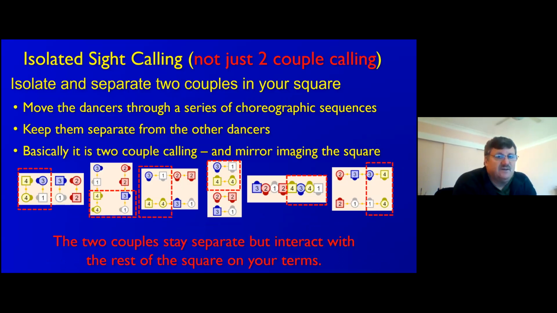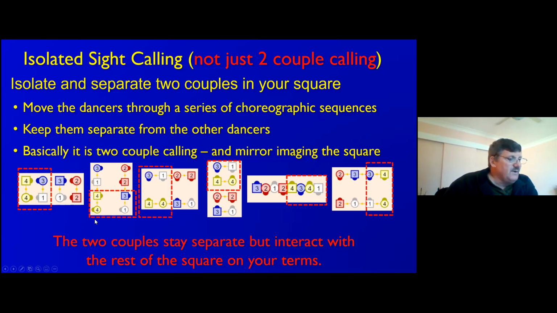Now, isolated sight calling is a calling technique used to isolate or separate two couples in a square. It's important to remember that isolated sight is not just two couple calling. In theory, the methodology of isolated sight is to move the selected dancers through a series of choreographic sequences while keeping them in a relative paired relationship with themselves. So you notice in all of these boxes, I've just isolated the number 4 couple, number 1 man, and number 3 lady. So that's a corner box or a head square thru box.